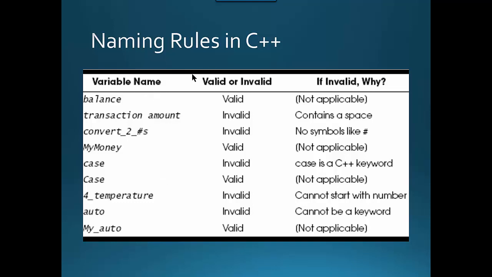So let's look at how these naming rules apply. So balance, that's a valid variable name. It's using the appropriate characters and will work just fine. Transaction amount, it's invalid. If you're going to use compound words, you can't have a space between the compound words. The compiler will read transaction as a variable, and then it will see this other thing, and it won't know how to deal with that. So that will actually cause a syntax error. So you can't have a space. This one is invalid because of the number sign. You can have underscores, but the number sign is a special character and can't be used for variable names.